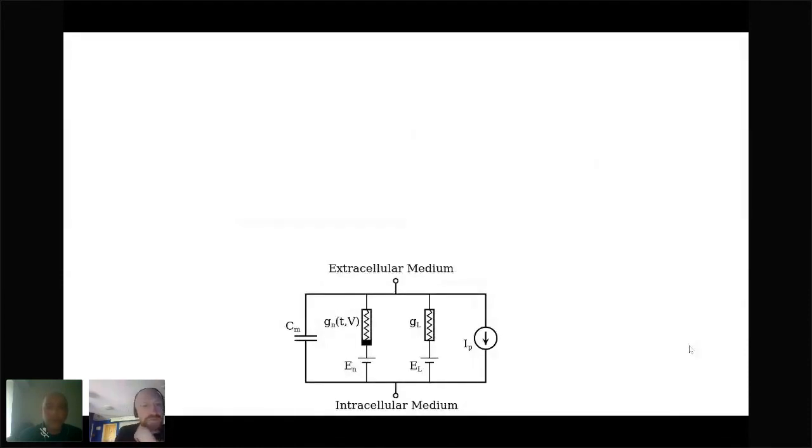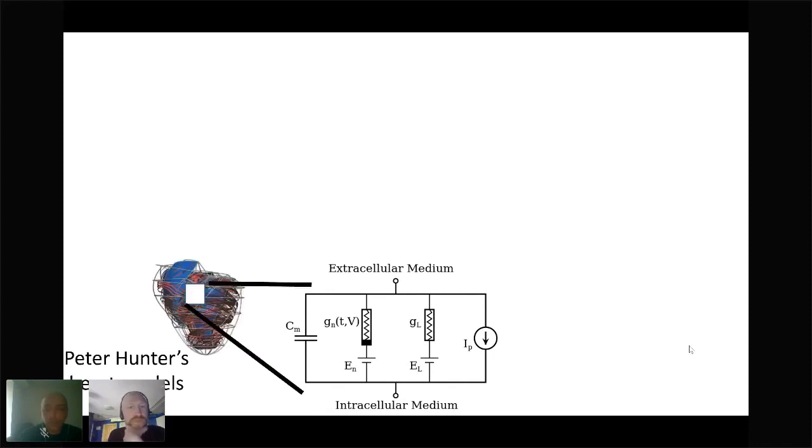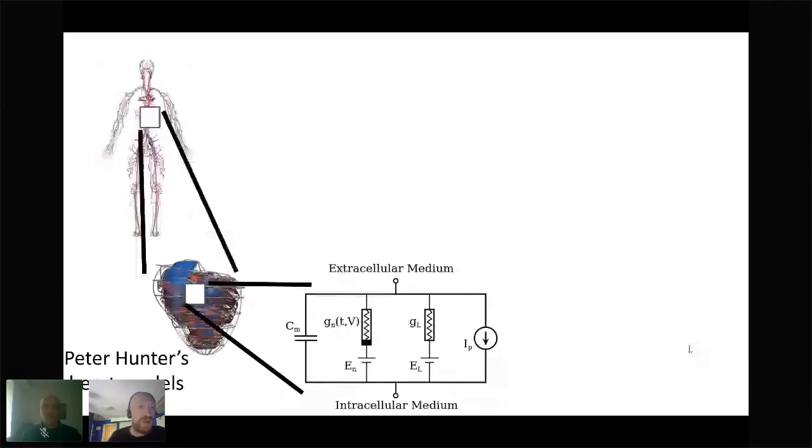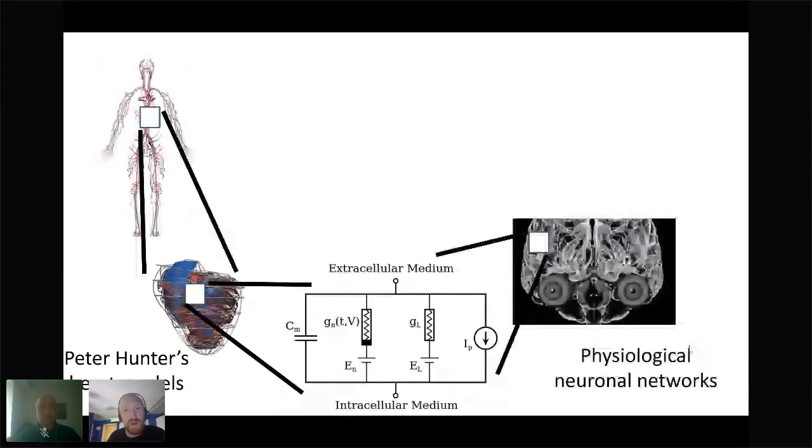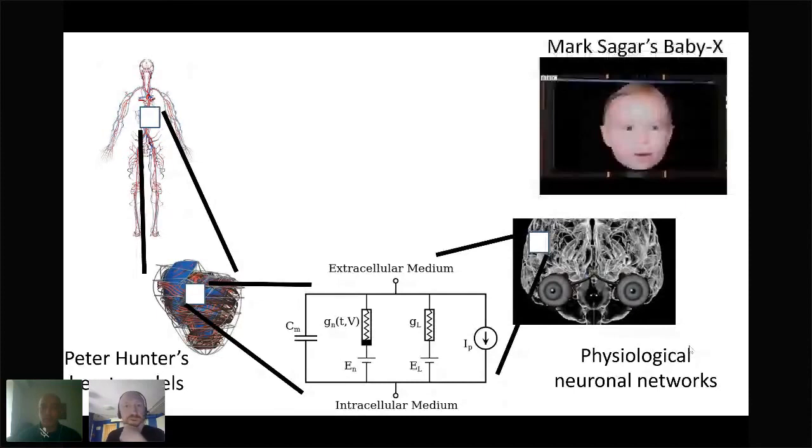Short history of modeling of biological systems in general. Hodgkin-Huxley models, modeling the electrophysiology of electrophysiologically active cells, which has, for instance, been a part now of multi-level models in the heart, which also are connected to blood flow, but also in the brain, neural networks, which can be physiologically based. And in, for instance, Mark Sager's Baby X, it's connected to an actual physiological baby that can interact with you, that can learn to recognize you, that cries if you are making it upset and so on.